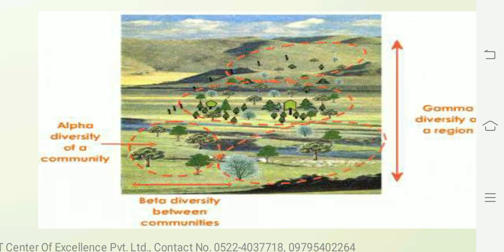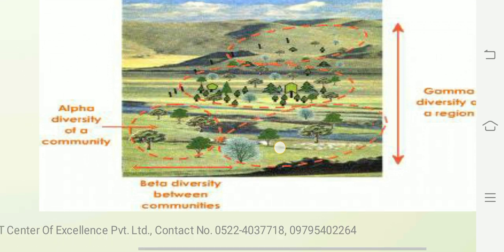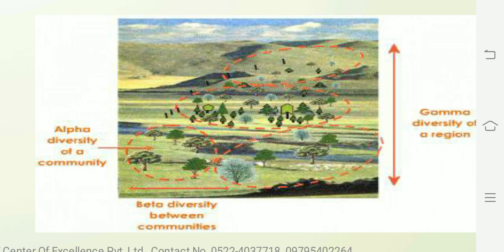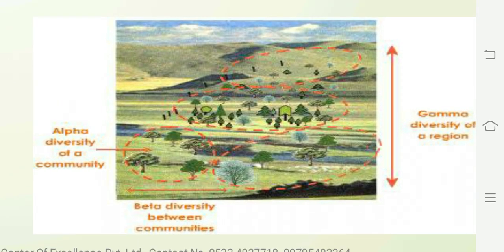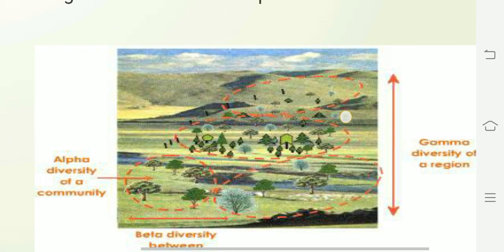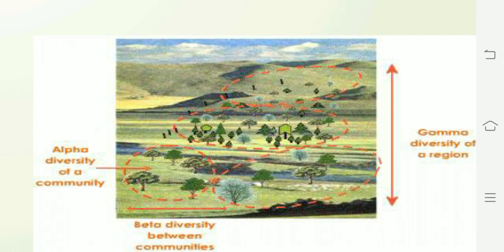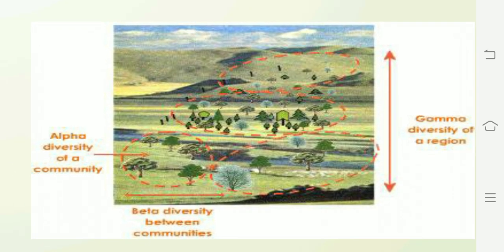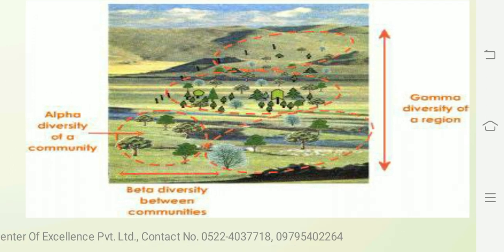So at the lower levels, or when you compare one patch of land, that will be termed as the alpha diversity. Okay, and when you compare two habitats or two patches in a forest which will have different species or even the same species, that will be termed as the beta diversity. But when you look at the whole mountain, at the whole slope, then it will be gamma diversity.